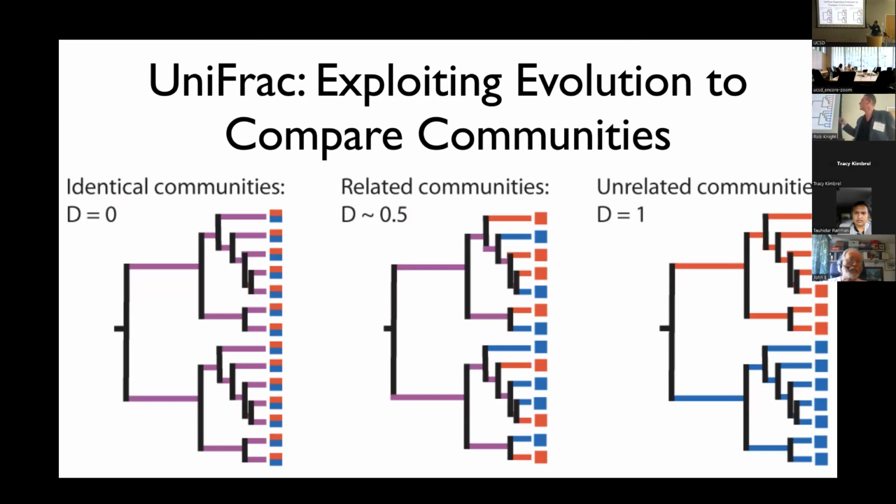Whereas in contrast, if we have two completely unrelated communities, all the branches lead only to the red community or only to the blue community. None of them are shared. We define that distance as 1. Then for any actual pair of communities, you'll have some unique branches and some shared branches. You calculate the fraction that's unique. That's the UniFrac distance, and that gives you that distance metric.